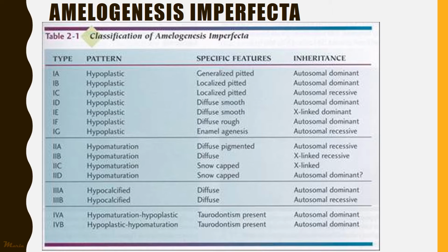Type 3 amelogenesis imperfecta is hypomineralized in nature. The presentation of the anomaly may be diffuse. This may be linked to an autosomal dominant or autosomal recessive condition. Type 4 amelogenesis imperfecta may be hypomaturation hypoplastic type or hypoplastic hypomaturation type. It should be noted here that type 4 amelogenesis imperfecta is associated with teeth resembling taurodontism. So this is another important feature which should be remembered because it helps in the identification of the developmental anomaly.